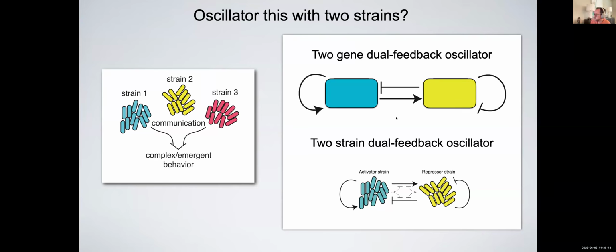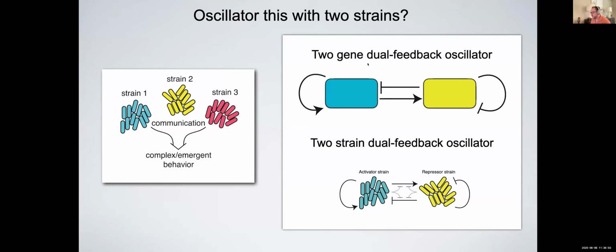So that was shown. The first thing we did was take one gene and put it in one population of bacteria, take the second gene and put it in a second population of bacteria, and then couple them via extracellular signaling. The cyan strain, when active, expresses a signaling molecule that activates all the other bacteria in the population, both the yellow and the cyan. It's similar for the yellow, but it's repression. That's the idea of this construct.